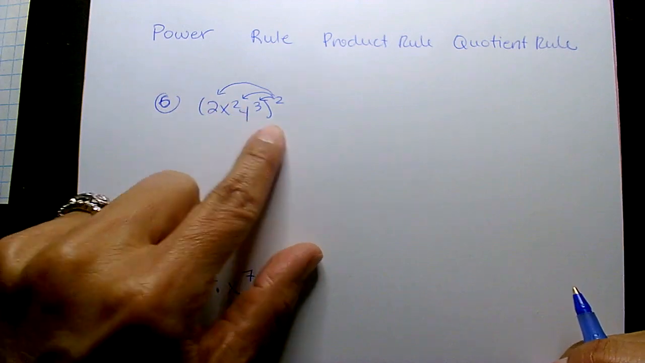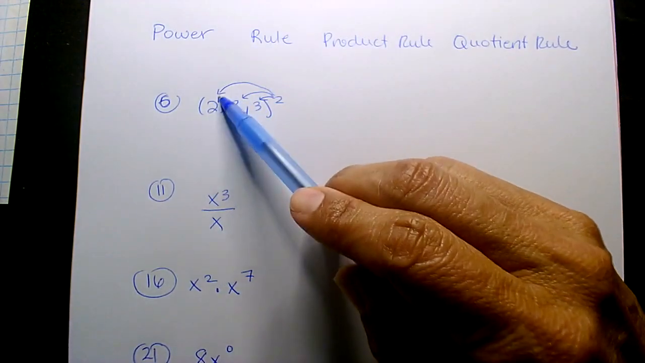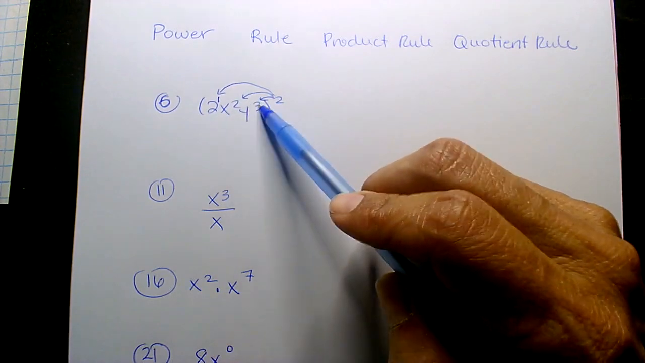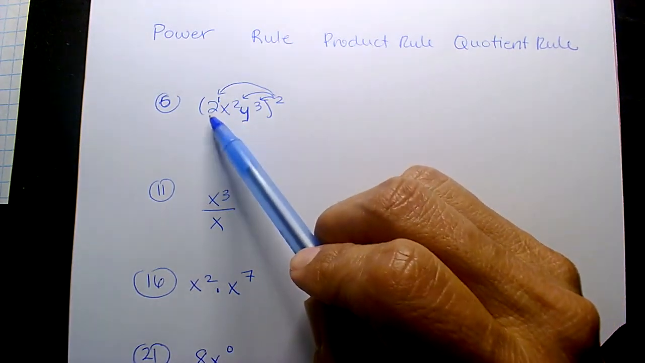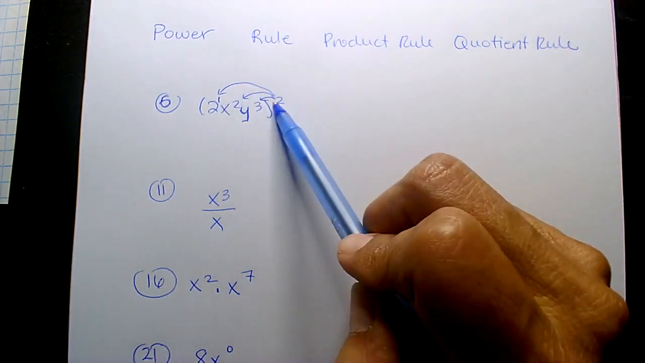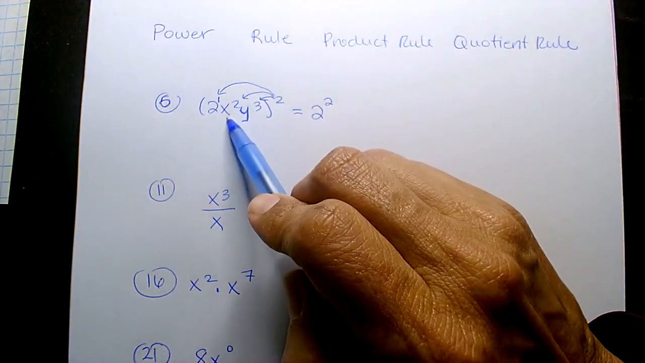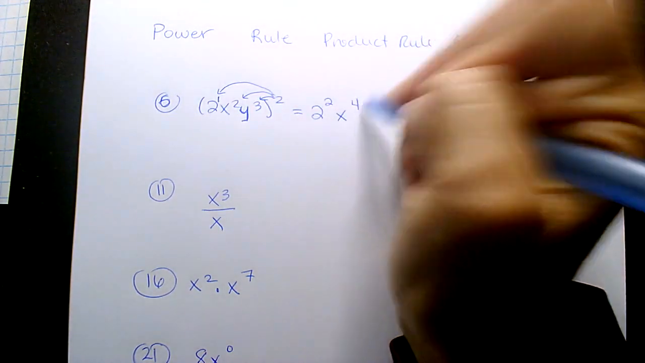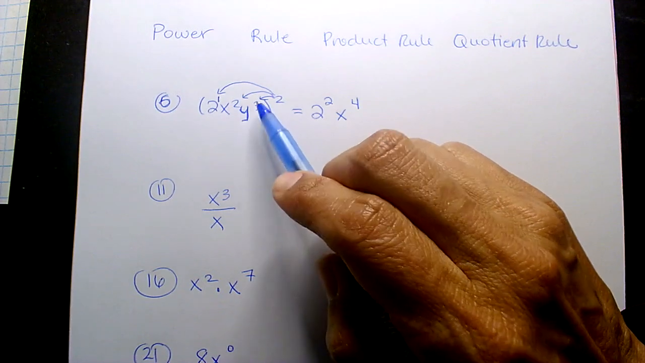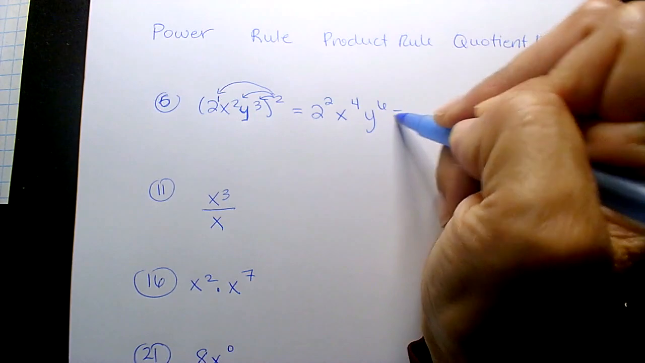So for every base, they do have an exponent even though you don't see it. It's really 2 to the 1, x to the 2, y to the 3. This is a y, not a 4. So 2 to the 1 times 2 then is 2 squared. Base x, it's 2 times 2, which is x to the 4. Your base y has an exponent of 3, so 3 times 2, y to the 6.